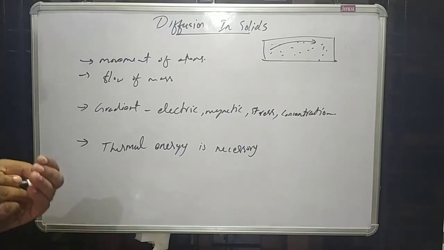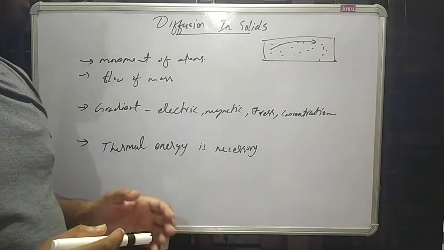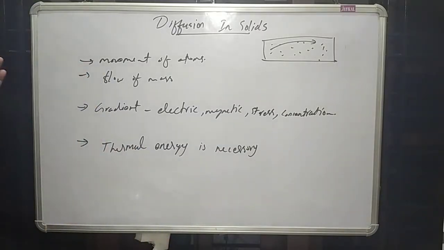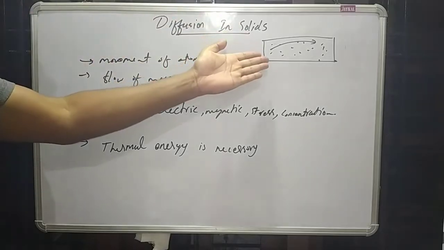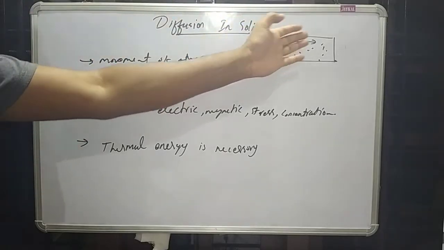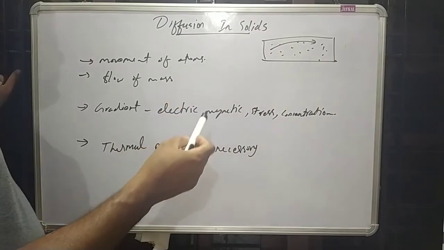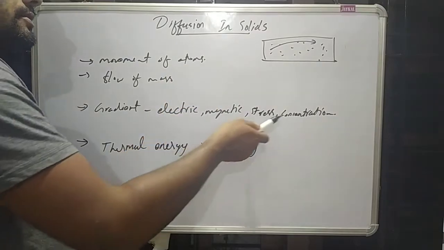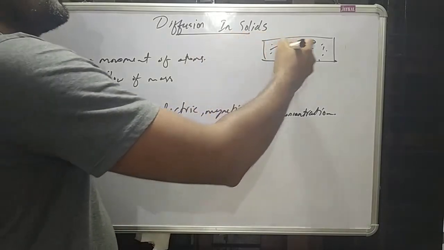For this process to happen, thermal energy is necessary. The thermal energy excites these atoms and gives them the energy to move from one position to another position. With this thermal energy, an electric, magnetic, or stress or concentration gradient will be the cause of the flow of atoms.